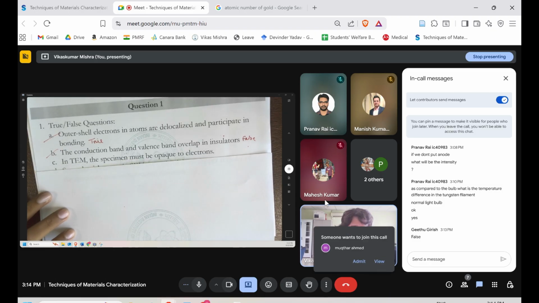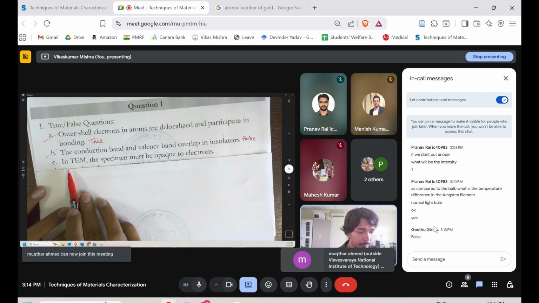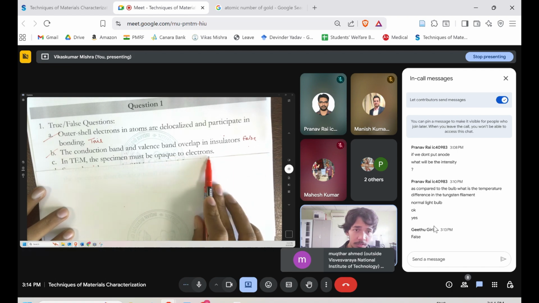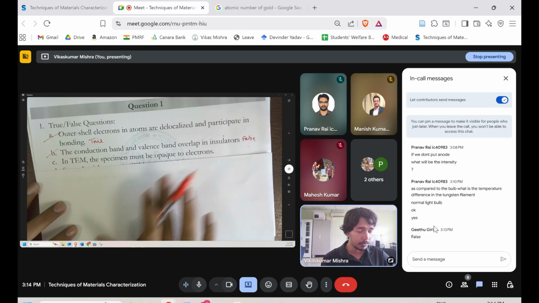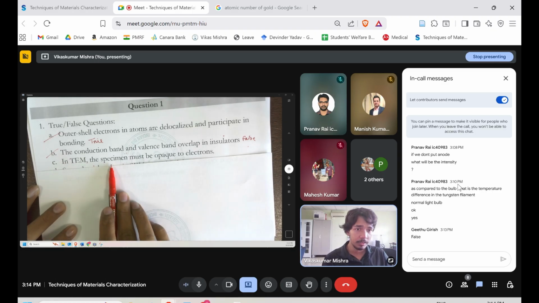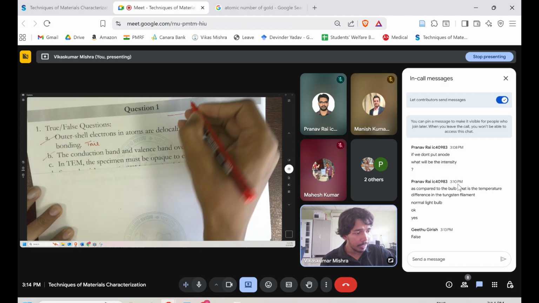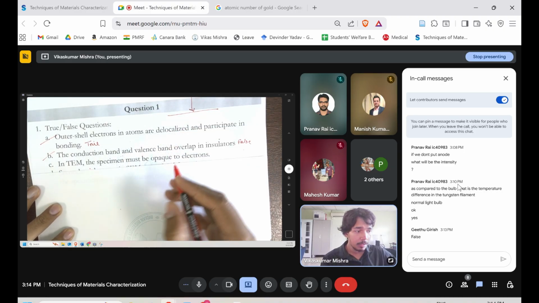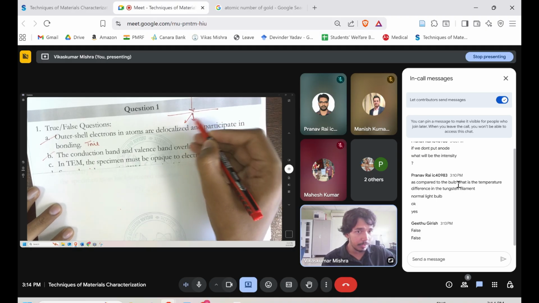Now in TEM, third one: in TEM the specimen must be opaque to electrons. Should it be opaque or should it be transparent? What do you think? Is it true or false? In TEM, transmission electron microscopy, we have the specimen and we are passing the electron through it. The electron will penetrate, it will interact with the specimen, and we will get the information.